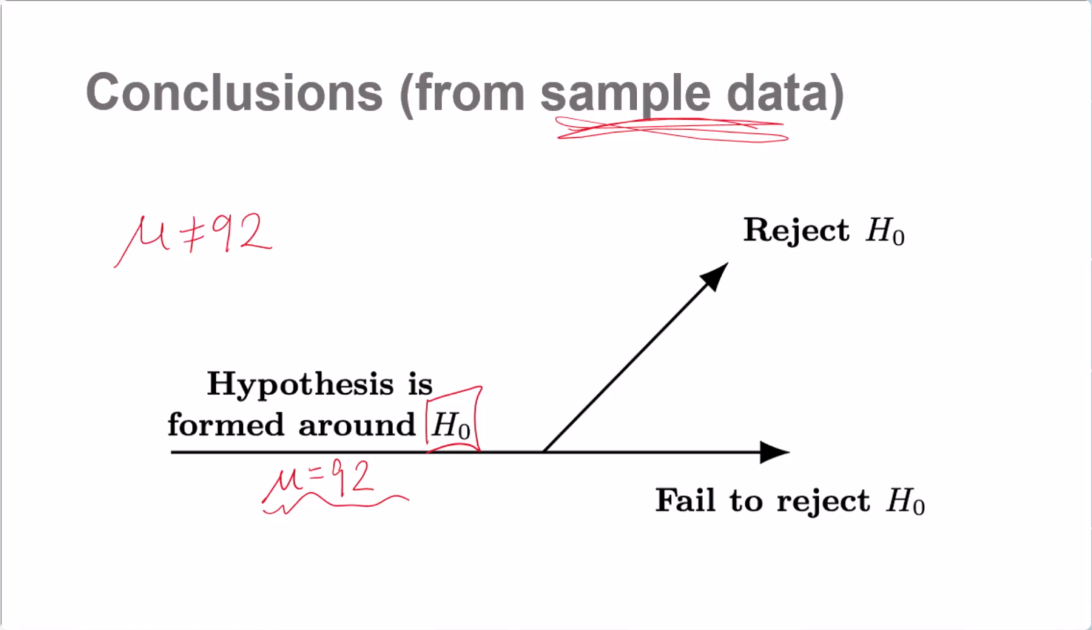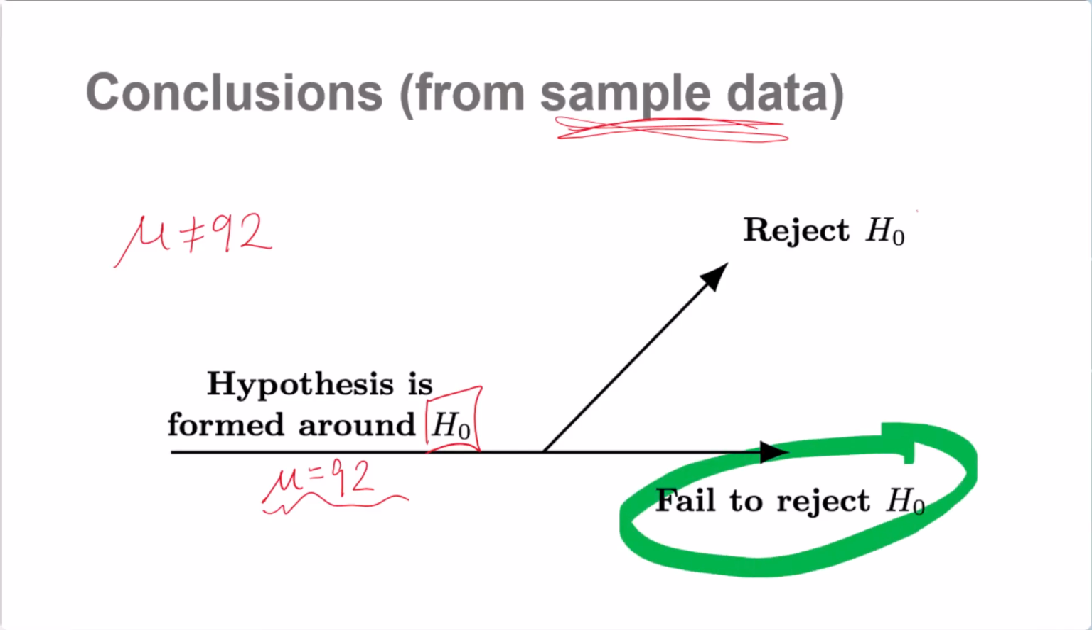And if it is significantly unlikely, meaning that we're getting a mean that's much higher than 92 or much lower than 92 when we look at our sample data, then we would reject the null hypothesis. In contrast, if the sample mean that we got was fairly close to 92, it doesn't have to be exactly 92, but if it was pretty close, then we would fail to reject the null hypothesis and just say, well, it seems like the null hypothesis could be true.